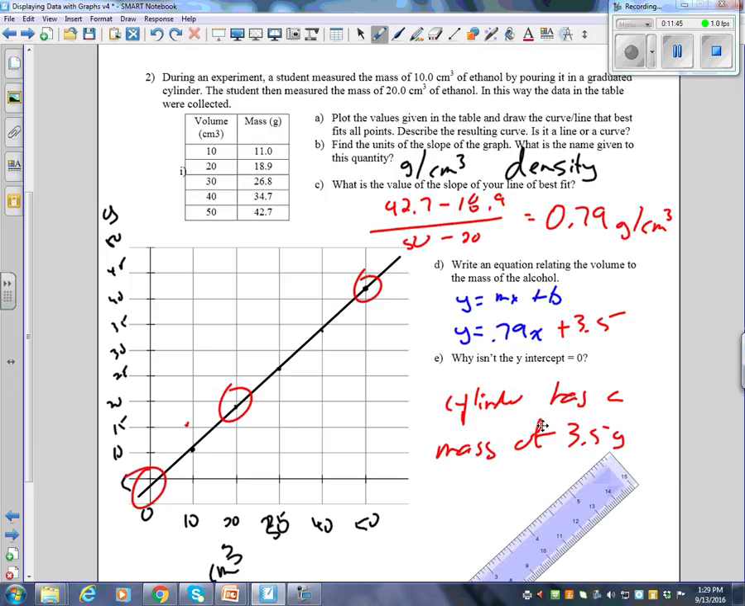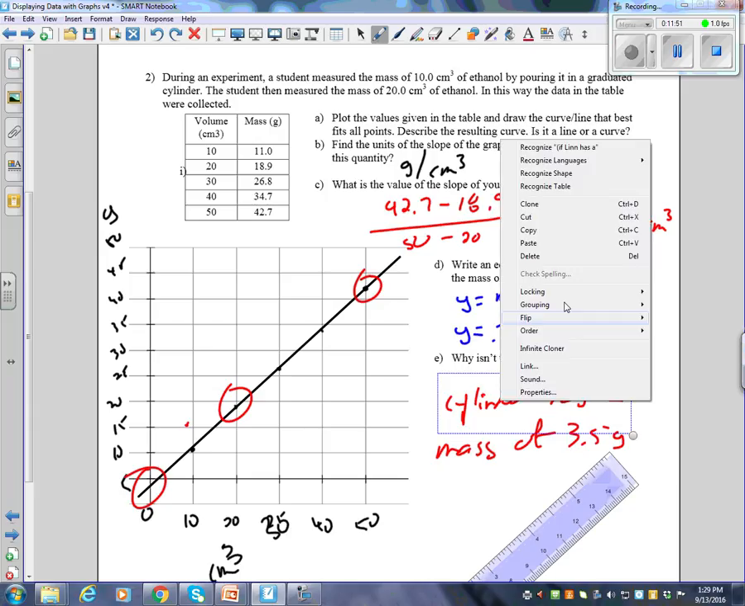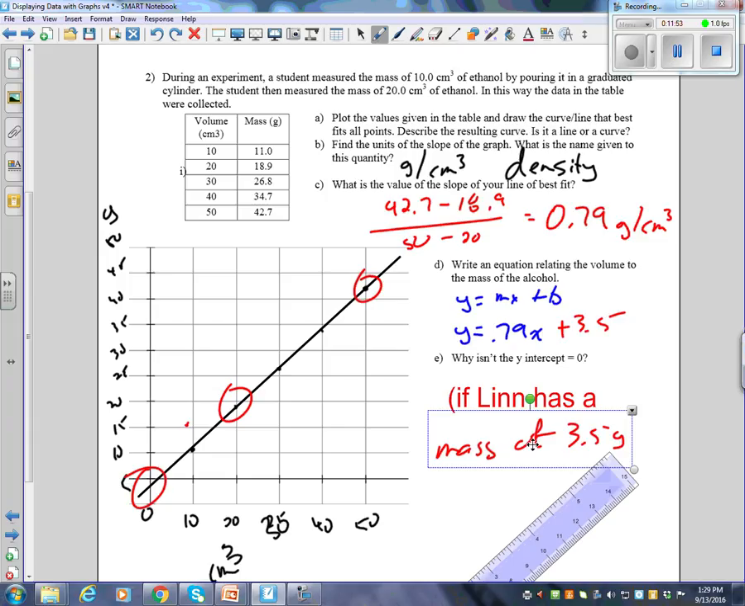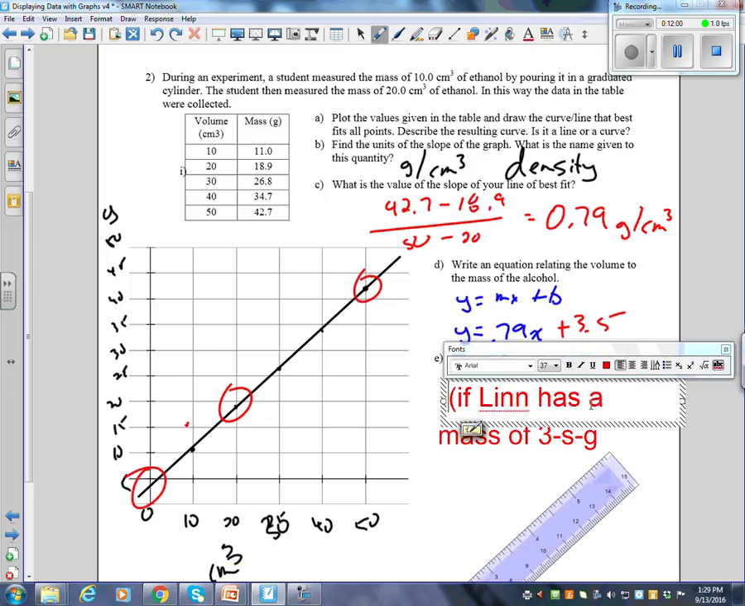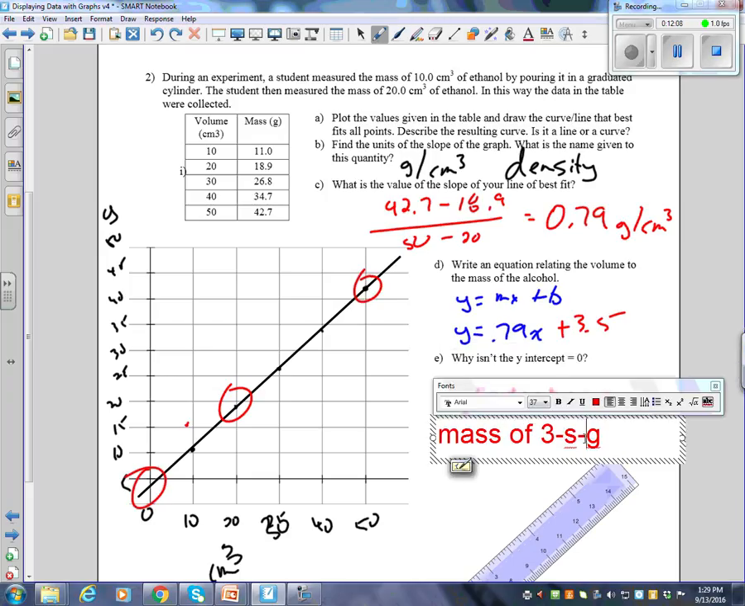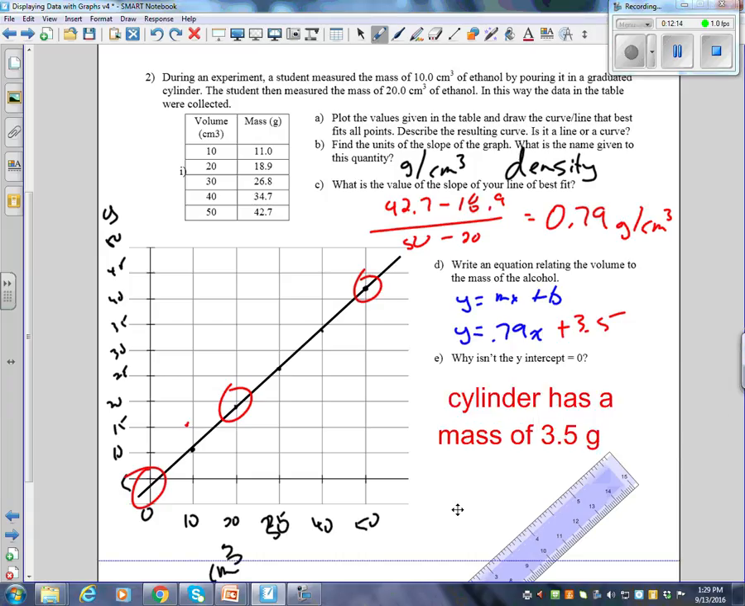The cylinder has a mass of 3.5 grams. I apologize for my... There we go. 3.5, I guess, right? Does that make sense? Is that good? I'm speaking English?